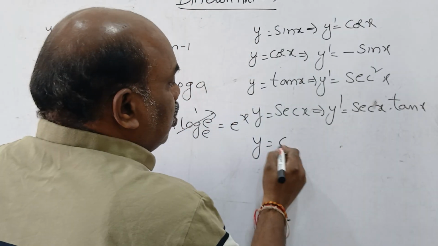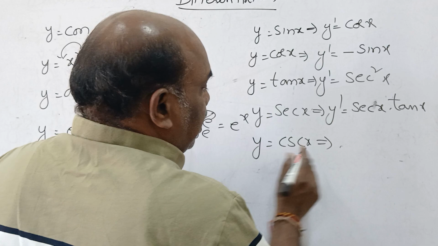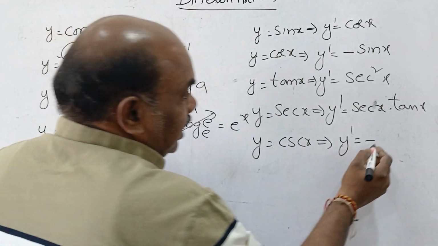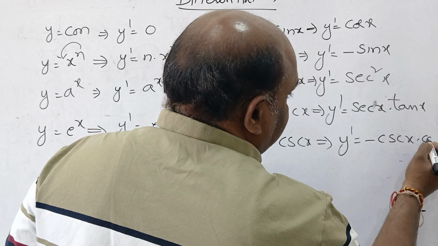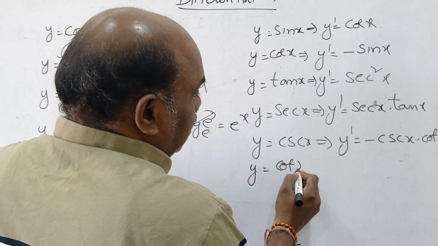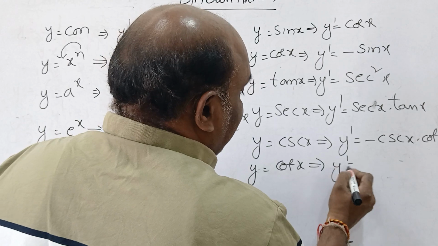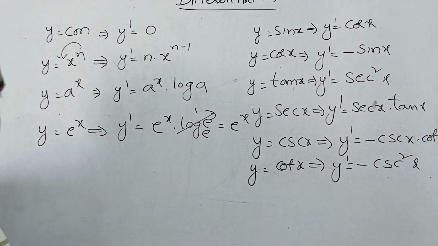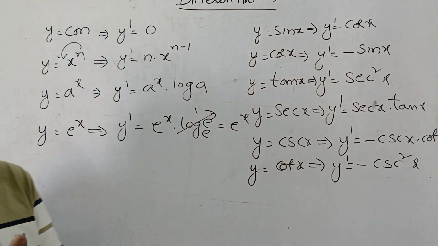Y equal to cosec x. Again we are pronouncing 'ka'. When 'ka' comes, what did I say? Put minus. For cosec x, it is minus cosec x into cot x. Similarly y equal to cot x. Cot x differentiation, y dash equal to minus cosec square x. All these examples also we saw in part 1.